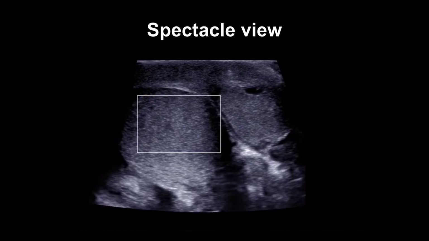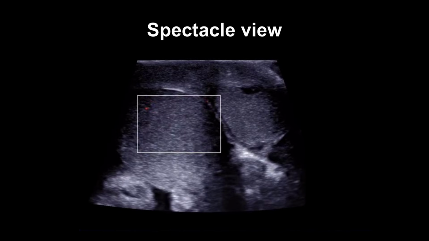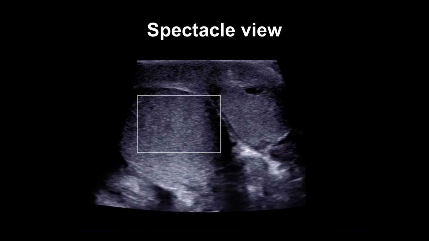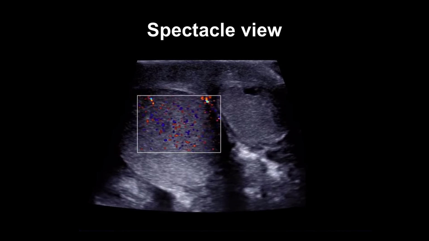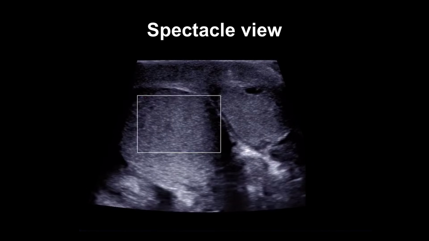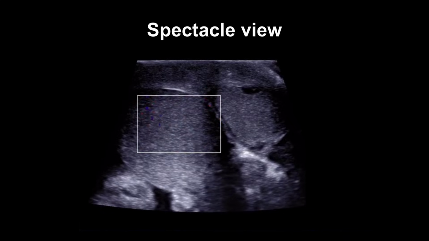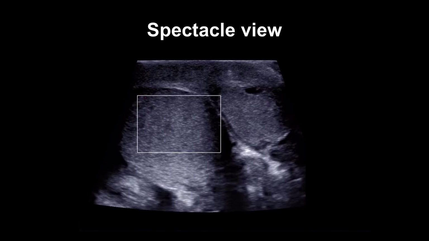Here we are again in spectacle view, now applying color Doppler to the affected testicle. Notice how there is no flow seen in the color Doppler box. That little twinkle you see as we watch the clip is just artifact introduced by the operator's hand. Otherwise, there is no flow present. This ultrasound data is consistent with testicular torsion.